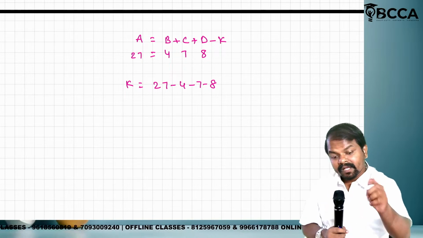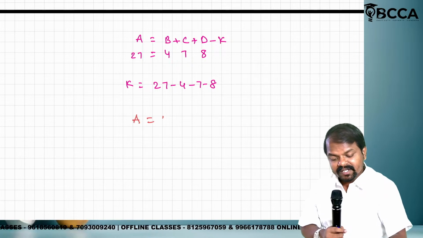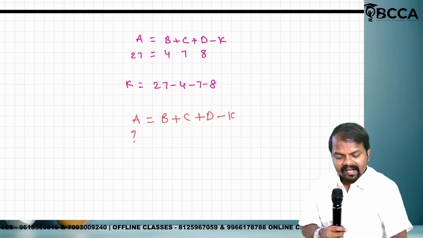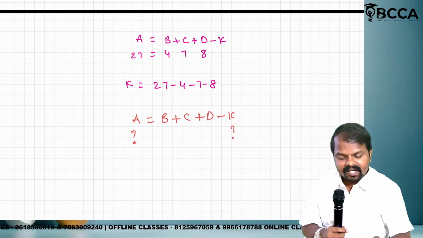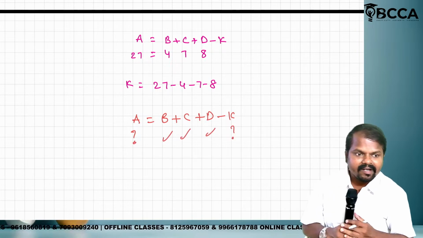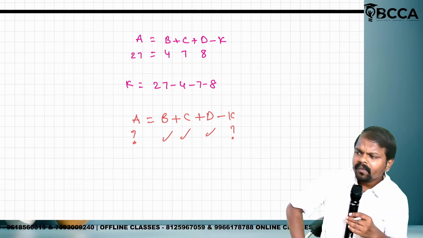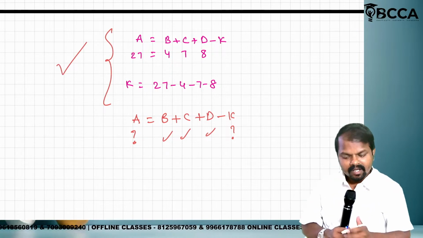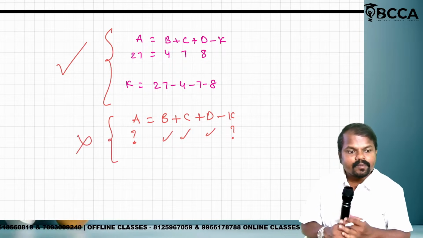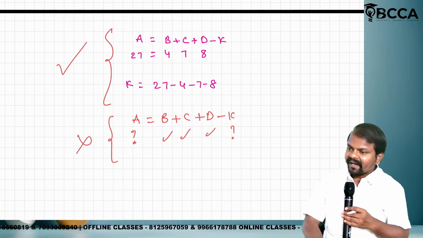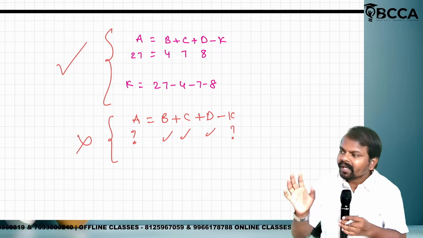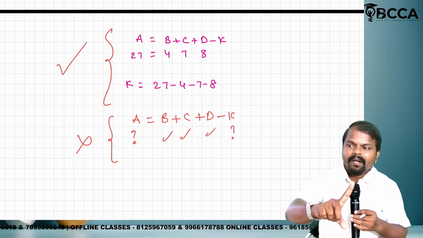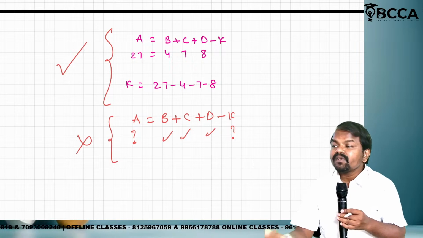Same equation I will give. Listen. A is equal to B plus C plus D minus K. A value is not given. K value is not given. B value, C value, D value given. Is it possible? Why? In the previous case, it is possible. In the present case, it is not possible to find. K value you can find. Why? In an equation, one variable means we can find it out. Two variables means we can't find it out.